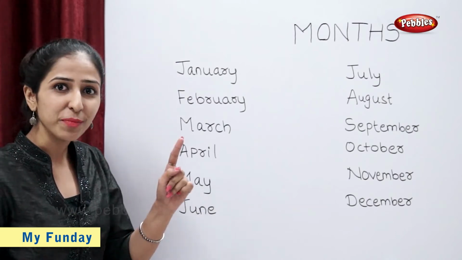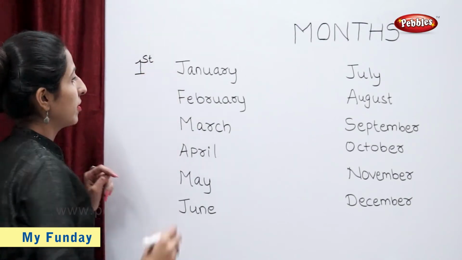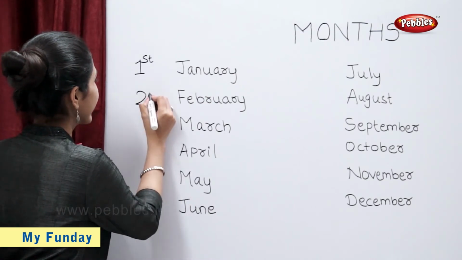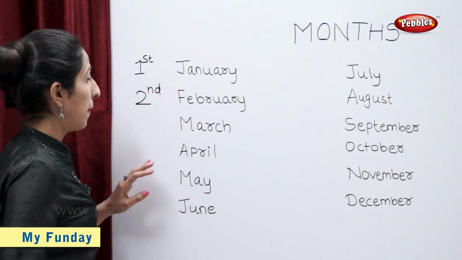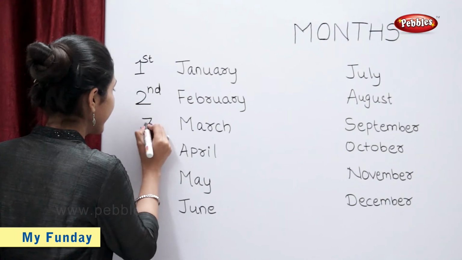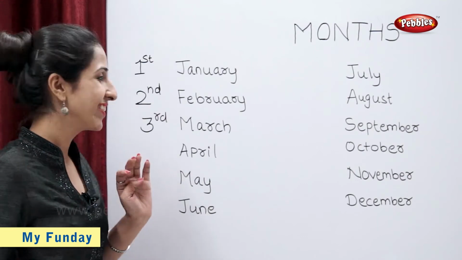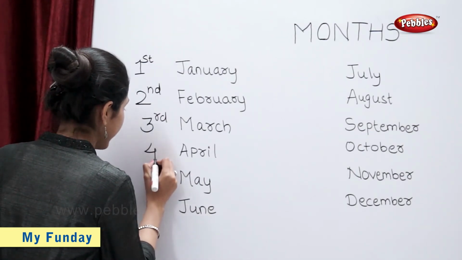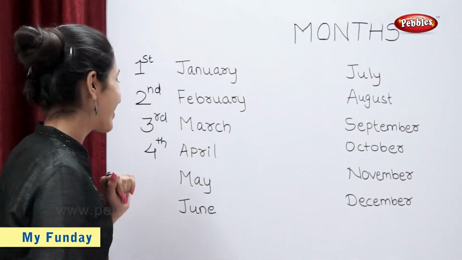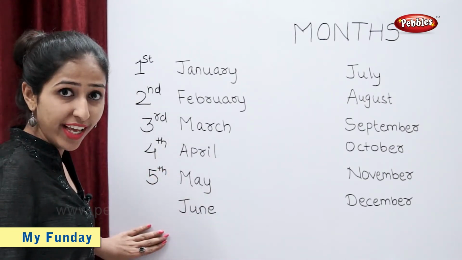January is the first month. February is the second month. March is the third month. April is the fourth month. May is the fifth month. June is the sixth month.